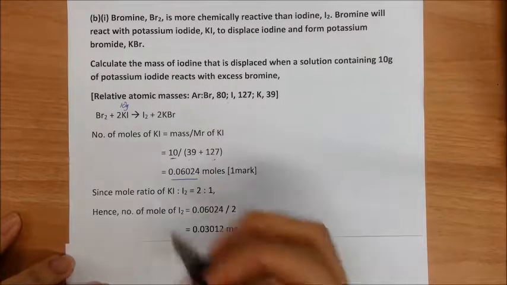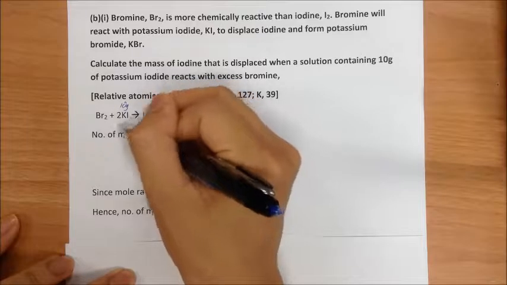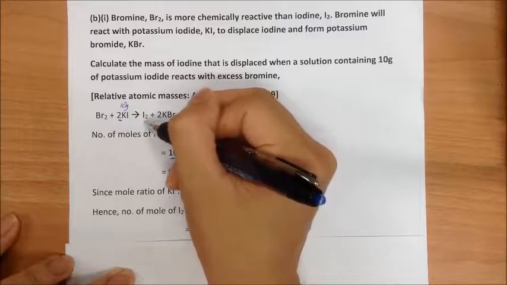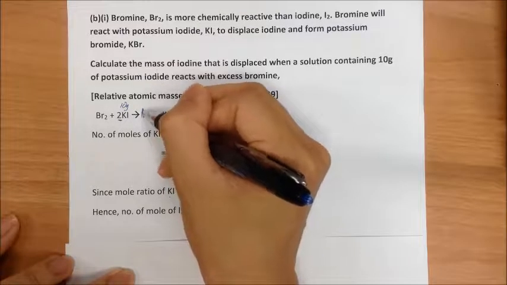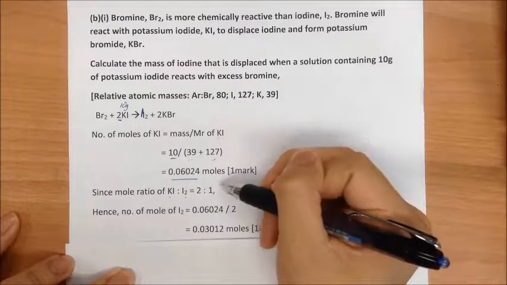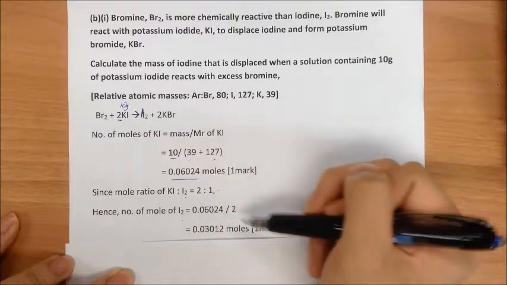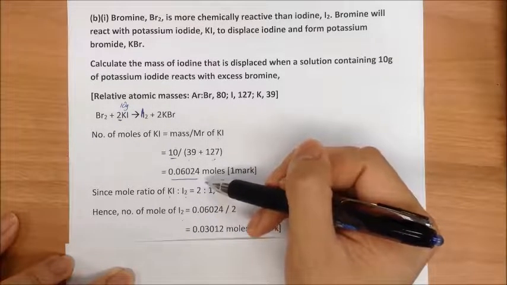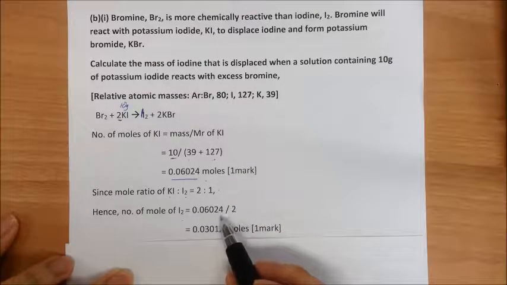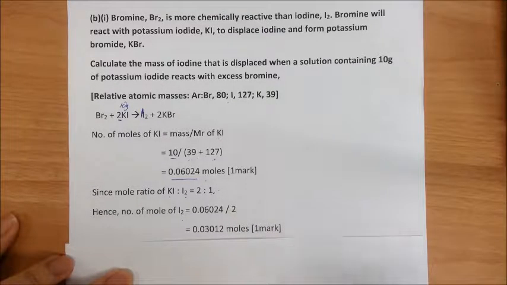Looking at the reaction, since the mole ratio of KI to I2 is 2:1, okay, KI here, mole ratio 2, looking at the coefficient, and here for I2 is 1, so the ratio is 2:1. Since the ratio is 2:1, hence the number of moles of I2 will be half of that of the moles calculated for KI. Therefore, you take 0.06024 divided by 2 to give you 0.03012, which will give you the second mark.